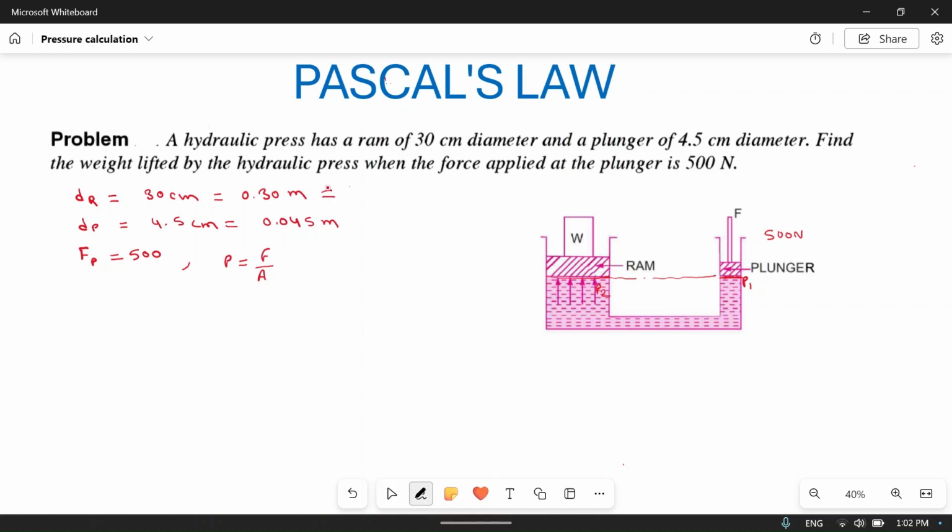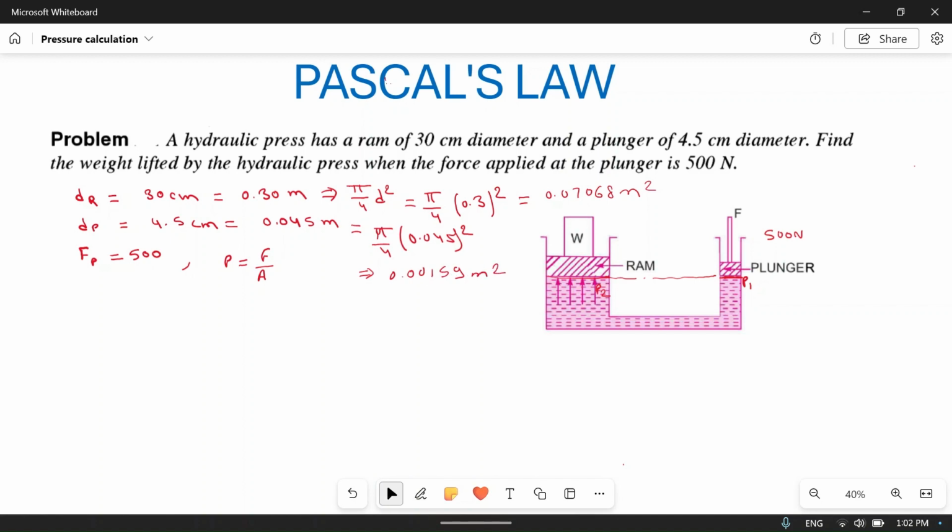So first of all we will calculate the area. Area is pi by 4 d square. For the ram it will be pi by 4 into 0.3 square, and for the plunger it will be pi by 4 into 0.045 square. So what will these two areas be? If you calculate this, you will get this one as 0.07068 meter square, and this area will be 0.00159 meter square. So we have calculated these two areas.